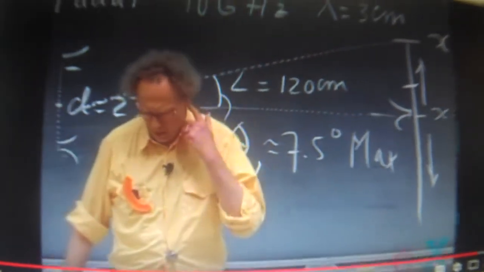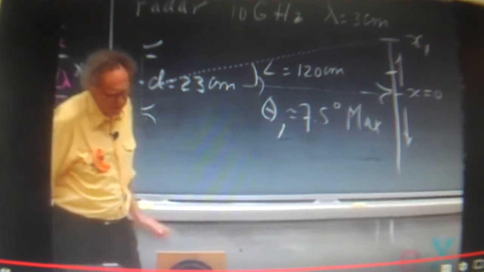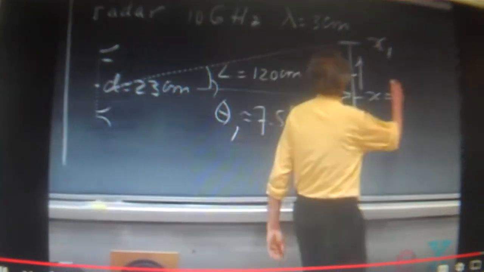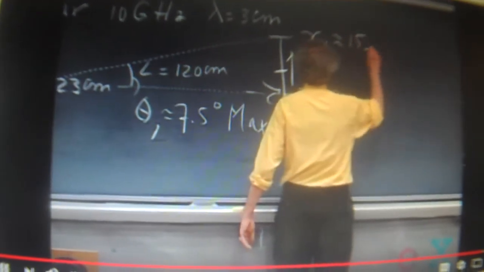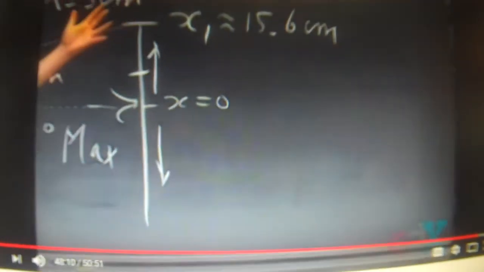And so we can also move it along this track here and find the location x1, whereby we have our first maximum apart from the 0, and I found that that is very roughly at 15.6 centimeters. And you should confirm that using those equations. The equations are the same.